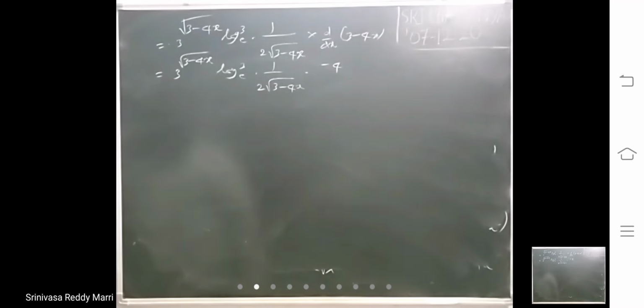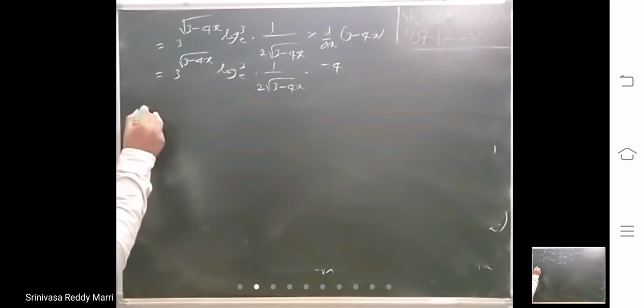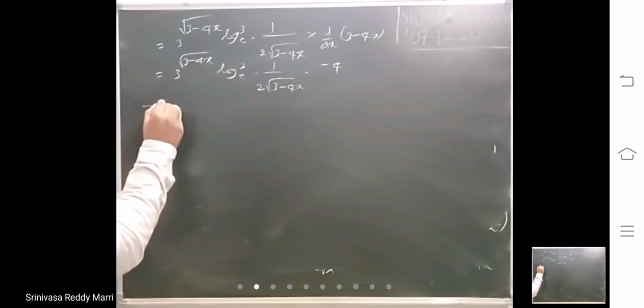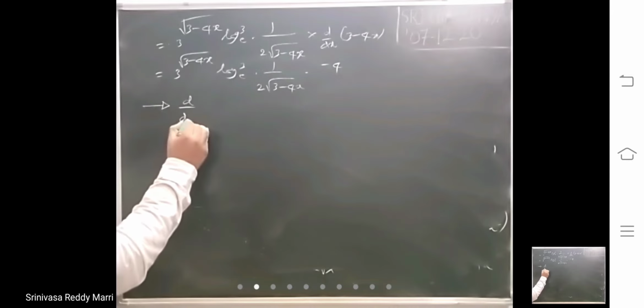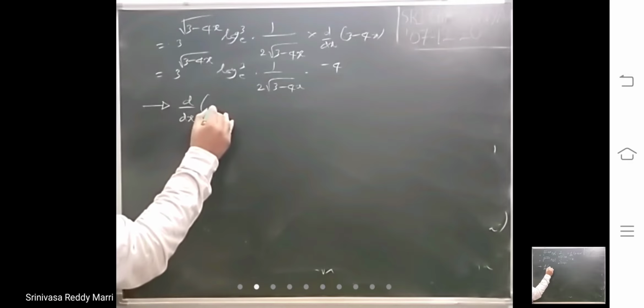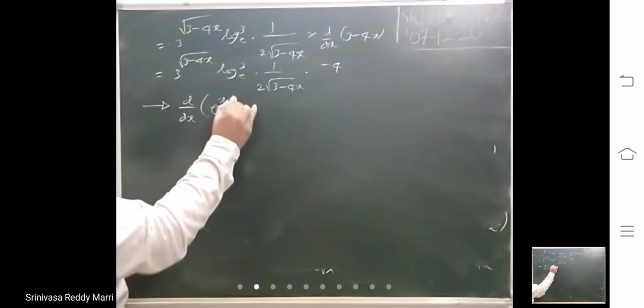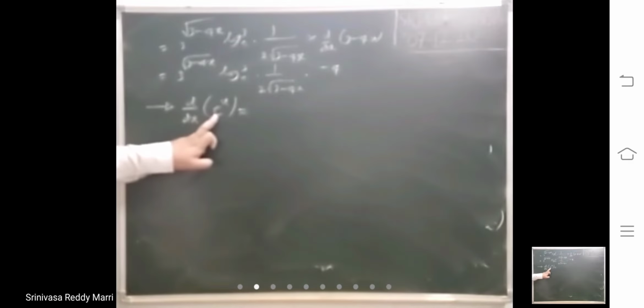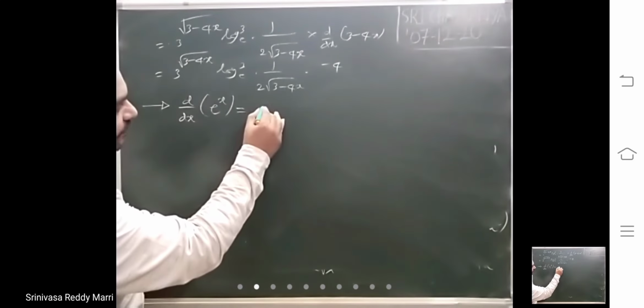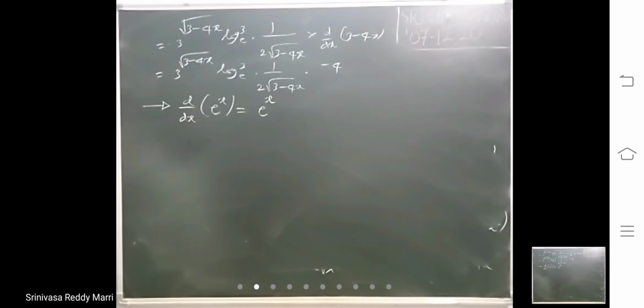So that is a power x. Next is the derivative of e power x, the exponential function. e is also a constant. This is a power x only, but here it is e power x into log e to the base e, which is 1. So d by dx of e power x is the same e power x.